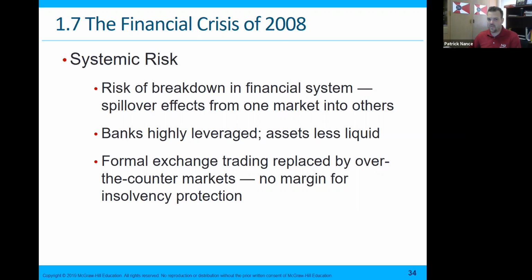Okay, systemic risk. The risk of the breakdown of the financial system, the spillover effects from one market into others. Banks were highly leveraged. Their assets were not very liquid, so they had very little cash. Most of their leveraging was in actual real assets like property, which is nice because it's real, but when it's less liquid, then that means getting the actual cash out of them takes substantially more time.